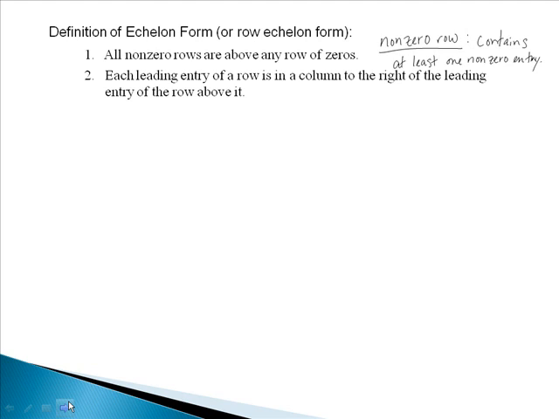Secondly, each leading entry of a row is in a column to the right of the leading entry of the row above it. And we'll look at some examples in a second. And then thirdly, all entries in a column below a leading entry are zeros.